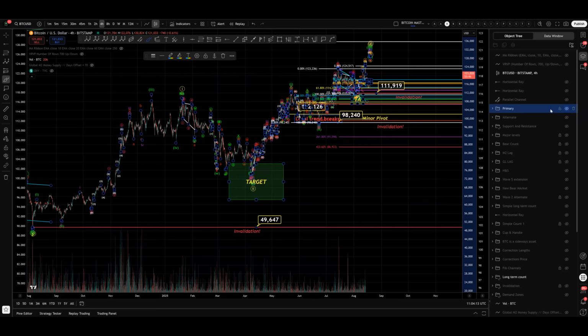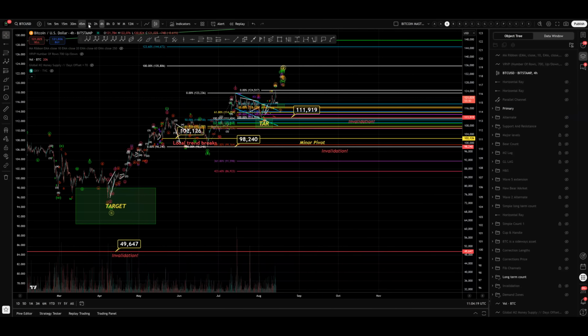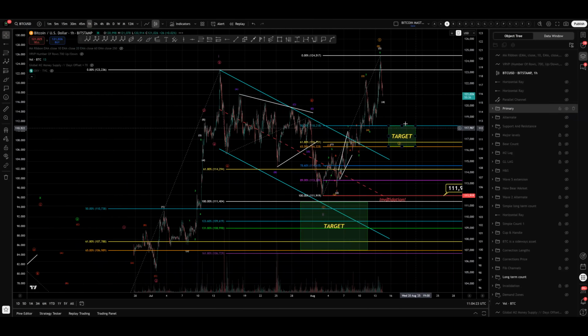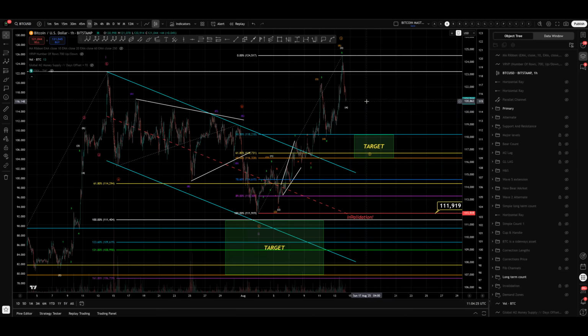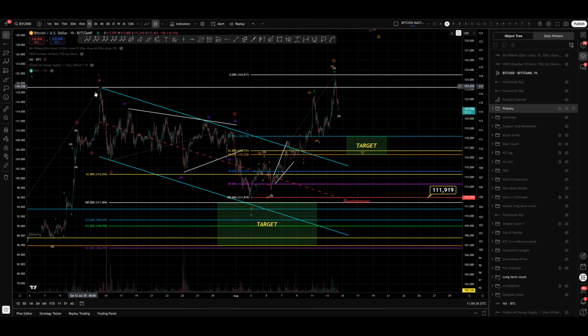Primary count. The trend continues. Higher highs, higher lows. And it continues to play out from monthly to weekly to daily to hourly, so on and so forth. We've recently just made another all-time high. So for the meantime, we're in a bullish trend of higher highs and higher lows at smaller wave degrees. If we come through 111,919, this is no longer true.